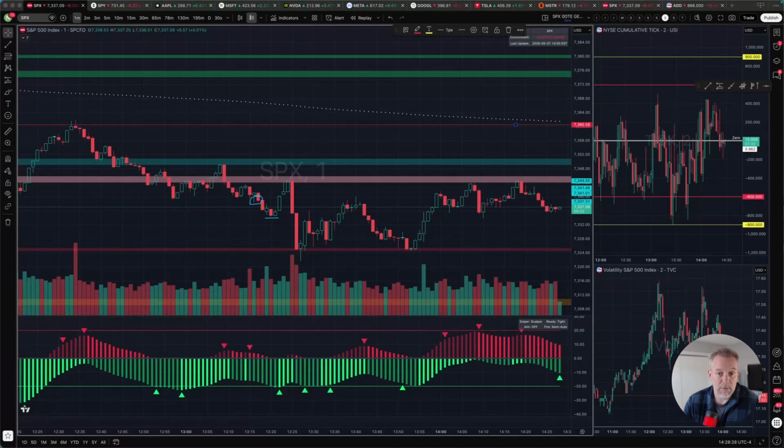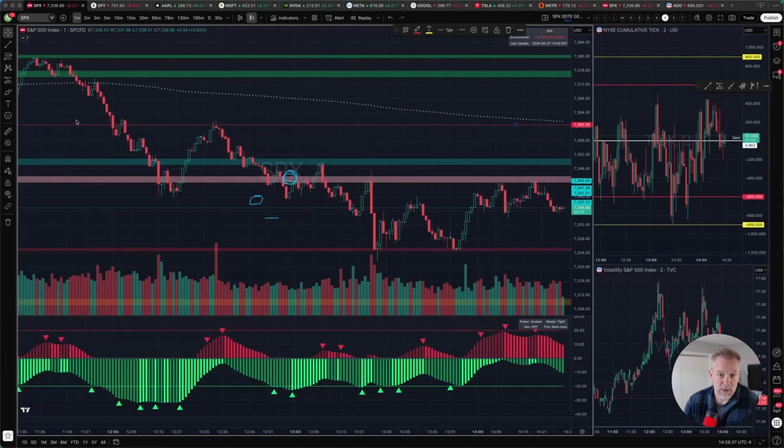But we came up into this put support level one more time, which is where, if we go back a little bit, we bounce. So let me show you this.